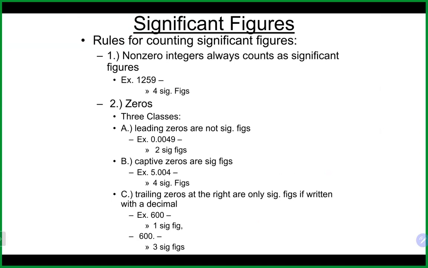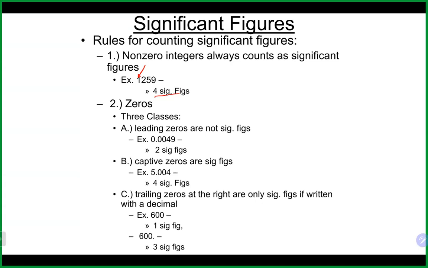So the first rule for significant figures is pretty straightforward. Any number that is a non-zero is significant. When you're counting significant figures, you start left to right in the number, and you don't start counting until you hit the first non-zero. So in the case here, 1, 2, 5, 9, we would start counting at that number. All of those are non-zeros. That would have 4 significant figures when you look at it.